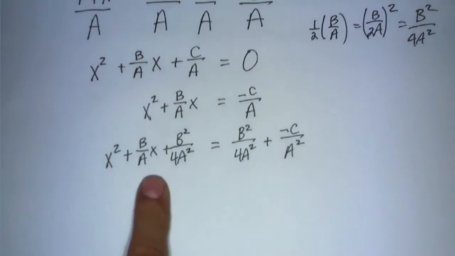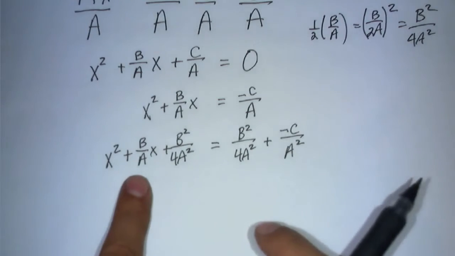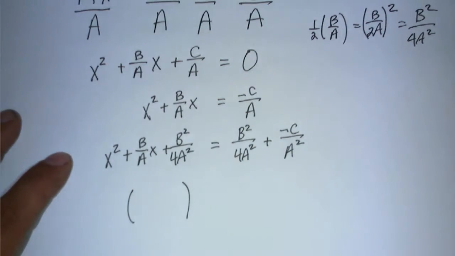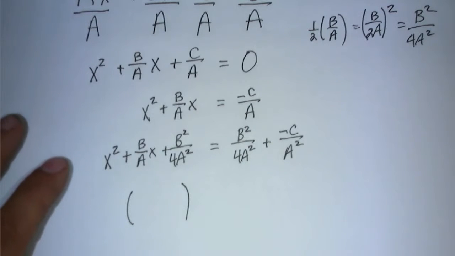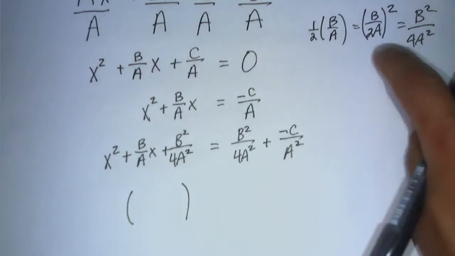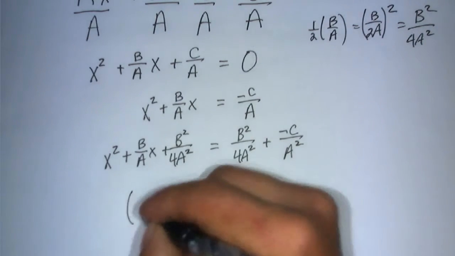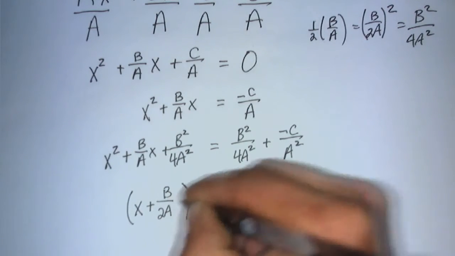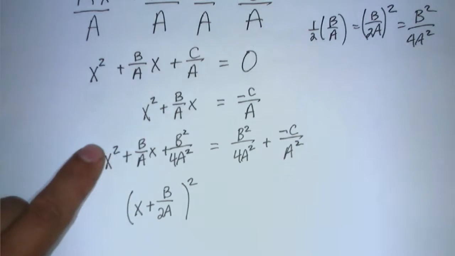Well, what is this? We had to complete the square. Well, what did we square on both sides? We squared b over 2a. So this is going to be x plus b over 2a squared. These two are the same.